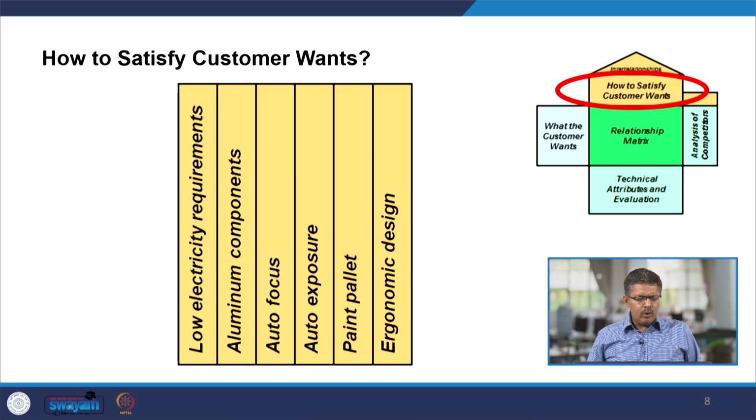Now, next, how to satisfy these customer wants. After understanding these customer wants, the lightweight, color correction and all of these, they found the requirements, and here they found that 6 requirements are there, for example, low electricity requirement, aluminum components so that the weight will come down, auto focus, auto exposure, paint palette and ergonomic design. So, in order to satisfy the customer wants, the company realized that these are the 6 points which are required.